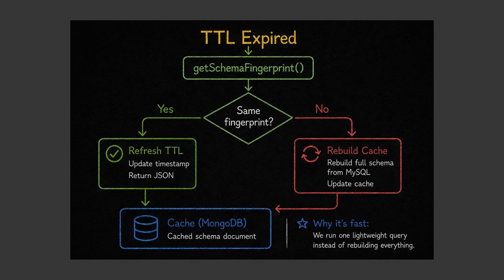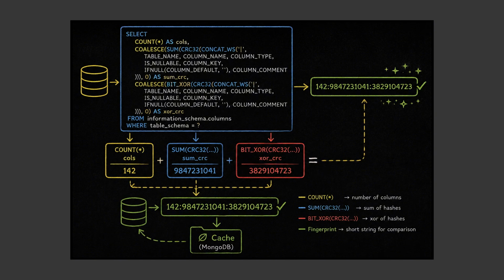When the TTL expires, the module doesn't immediately rebuild the schema. It first runs a lightweight fingerprint query. If the fingerprint is unchanged, it refreshes the timestamp. Only a changed fingerprint triggers a full rebuild. The fingerprint query returns 3 aggregated values calculated over all columns. Comparing this small fingerprint is much cheaper than loading and serializing the full schema again.